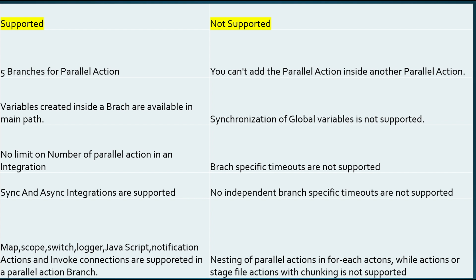You can enable 5 branches for parallel action. Variables created inside a branch are available in the main path. Basically, we can use these variables for calculation purposes. No limit on the number of parallel actions in an integration. Sync and async integrations are supported. Next one is, within the parallel action, you can use different activities like map, scope, switch, logger, and JavaScript. Notification actions and invoke connections are supported in a parallel action branch.